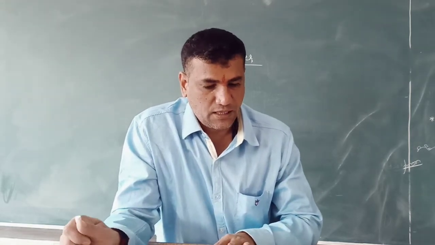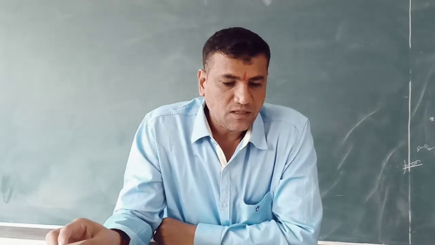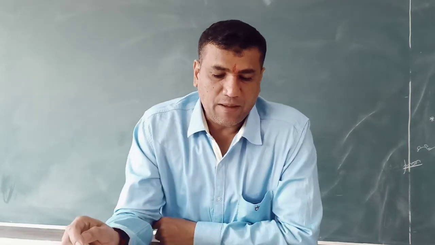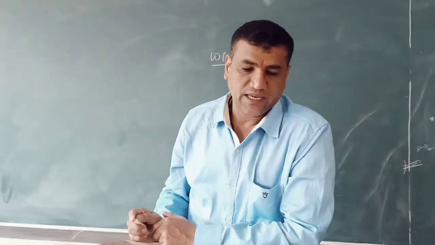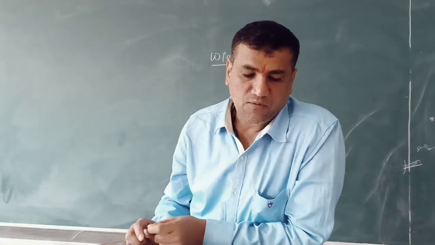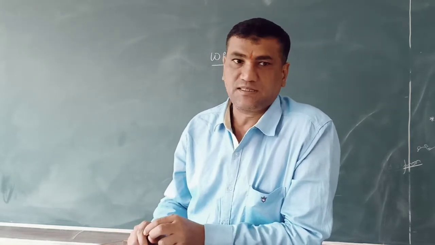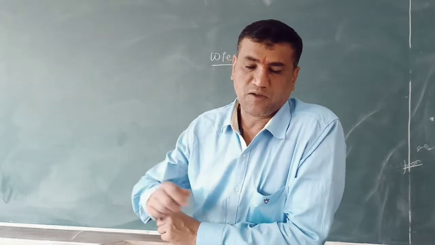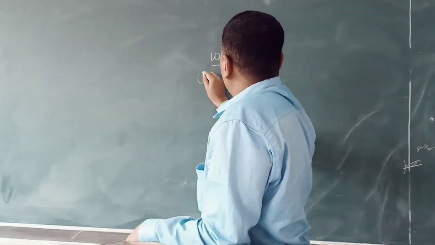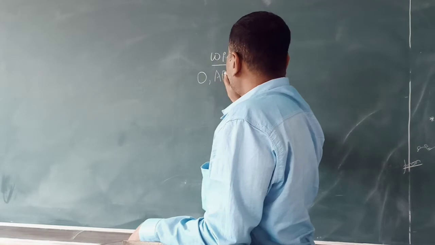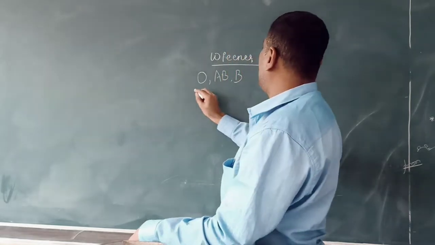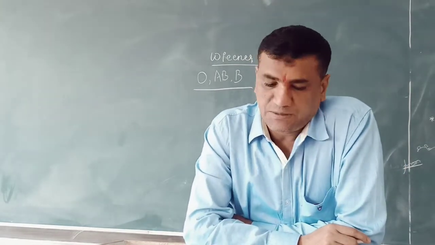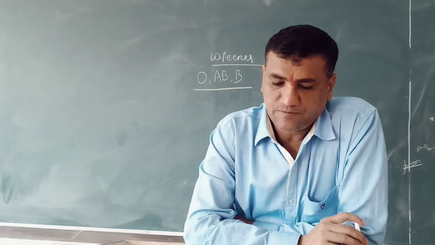Next. Question number 35. 3 children in a family have blood types O, AB and B. What are the genotypes of their parents? Look into the multiple allelism and try to find out A, O, AB and B. So what can be the possibilities of their parents' blood group from the given options?